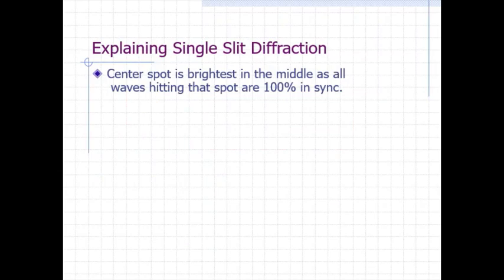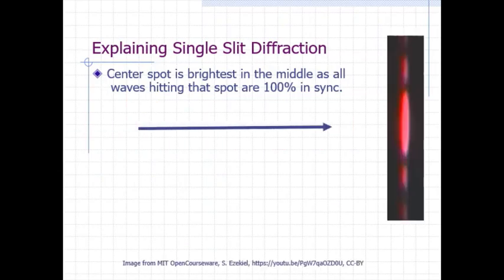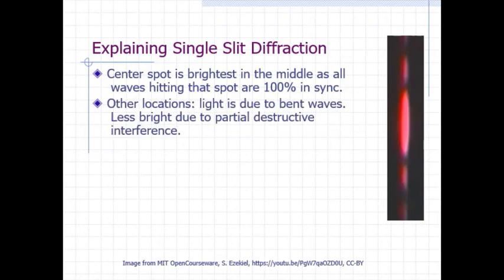The light emerging from the slit is brightest in the middle of the center spot because all the waves hitting that spot are in sync. We say that there is 100% constructive interference of all the waves hitting that location. At the other locations, the light we see is due to bent waves. These locations are less bright due to partial destructive interference. In the darkest locations, such as this one, there is 100% destructive interference.